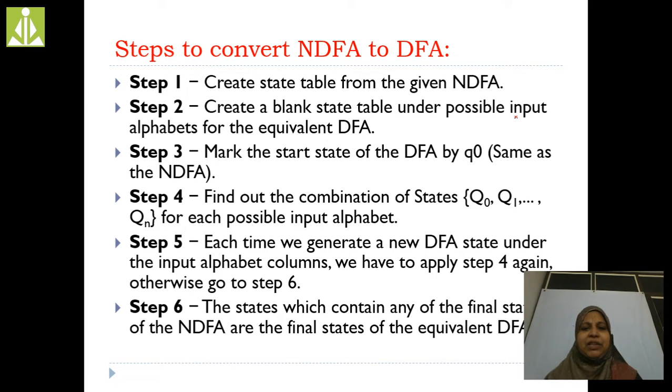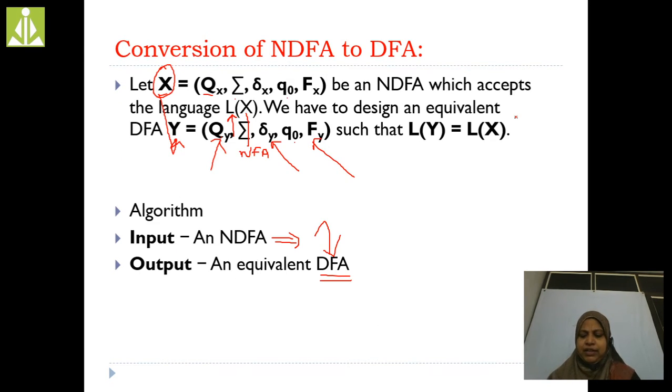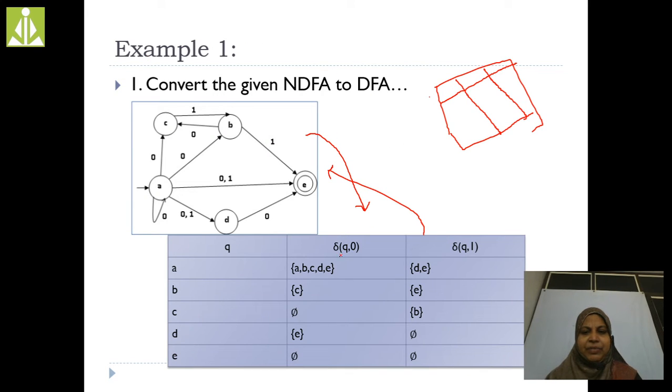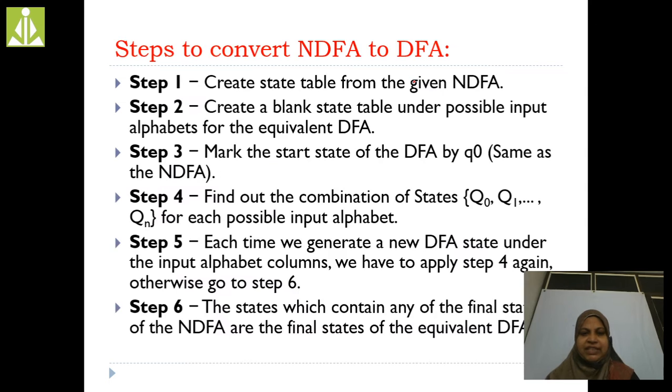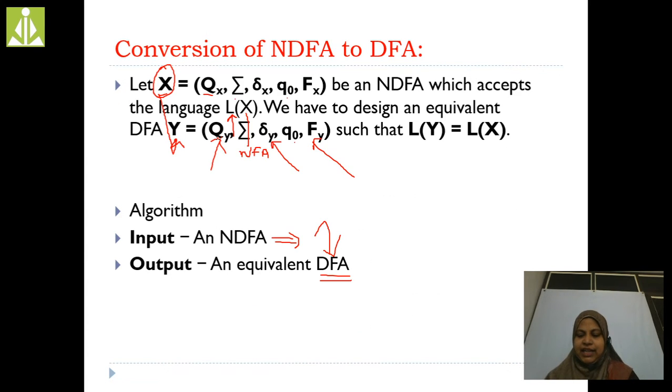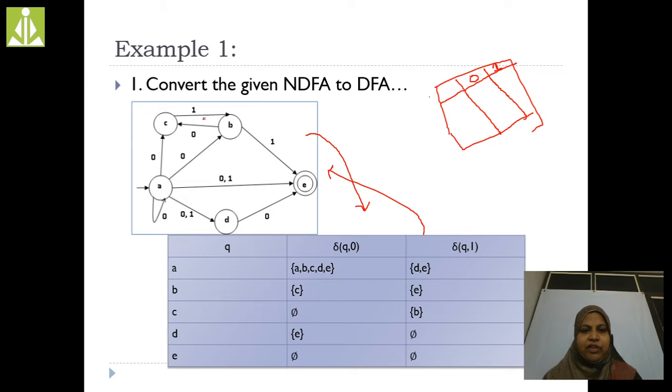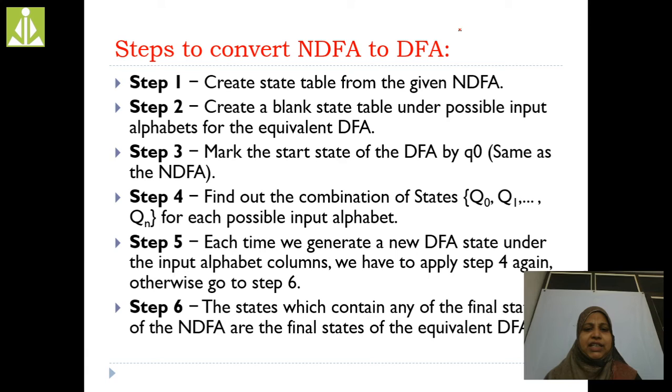Now create a blank table under the possible input alphabet. Here, in the given example, 0, comma 1, two input alphabets are there. Here also we are having two input alphabets. Create a blank state table under possible input alphabets. In my example, input alphabets are 0, comma 1. That's the reason in this blank table, I am going to put 0 here and 1. Then what is the third step?